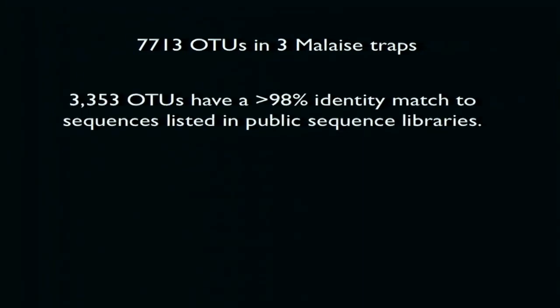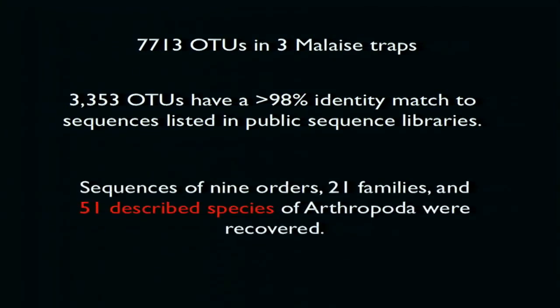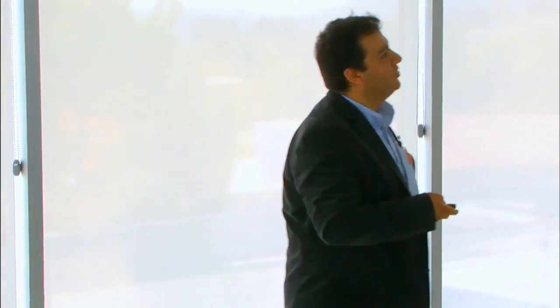And so we ended up getting 7,000 OTUs in these 3 traps together, and then we found that over 3,000 of them match more than 98% something in a sequence library. And so half of them have got some sort of presence in the genomics space with annotation. And then from that, you'll find about 9 orders of insects, 21 families. However, there are only 51 described species. So in a way, the difference between this and this is that, okay, I don't believe that there are not more than this described, but there hasn't been a library effort on those. So that's why we hit something, but it's not one of those described ones. So this process of annotating and doing the collections is very important.